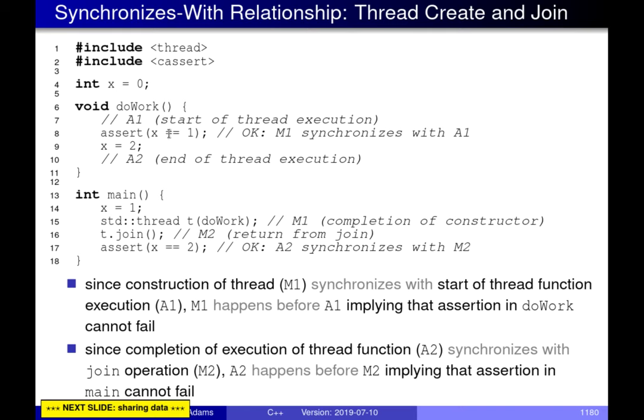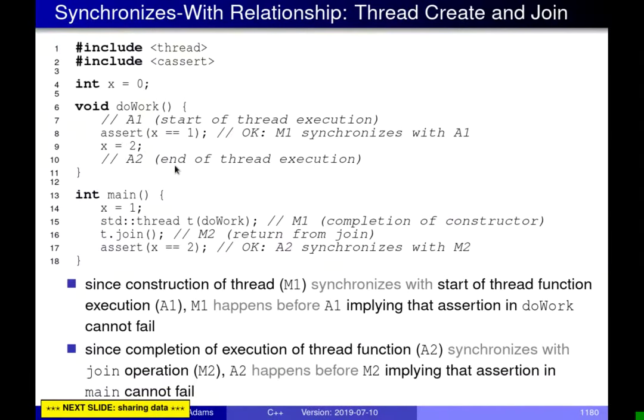So we're guaranteed that this assertion is going to be true because X must be equal to 1. Any questions about that case? Then if we look at the other assertion that we have in the code here, asserting that X is 2, the reason why this assertion can't fail is we have two points that are synchronizing with one another in the code. We have a synchronizes-with relationship between A2 and M2.